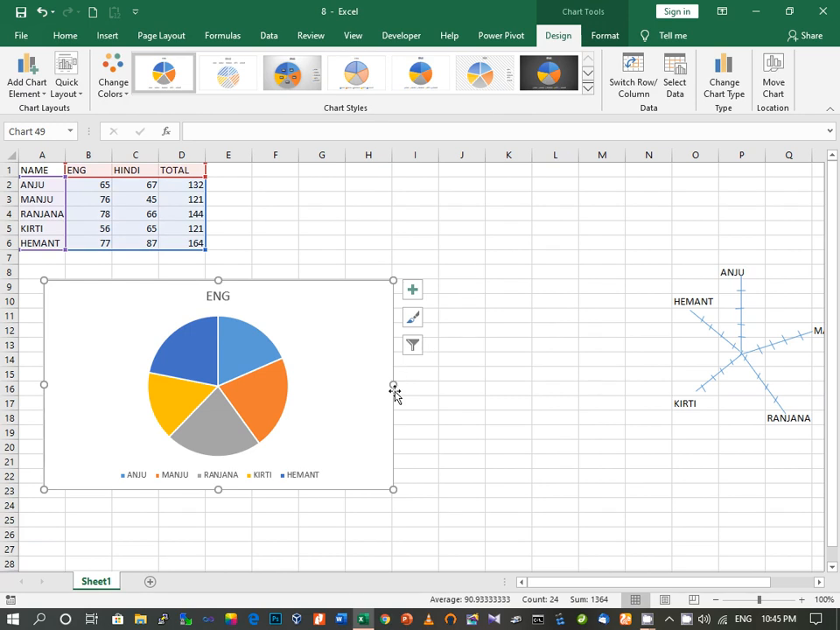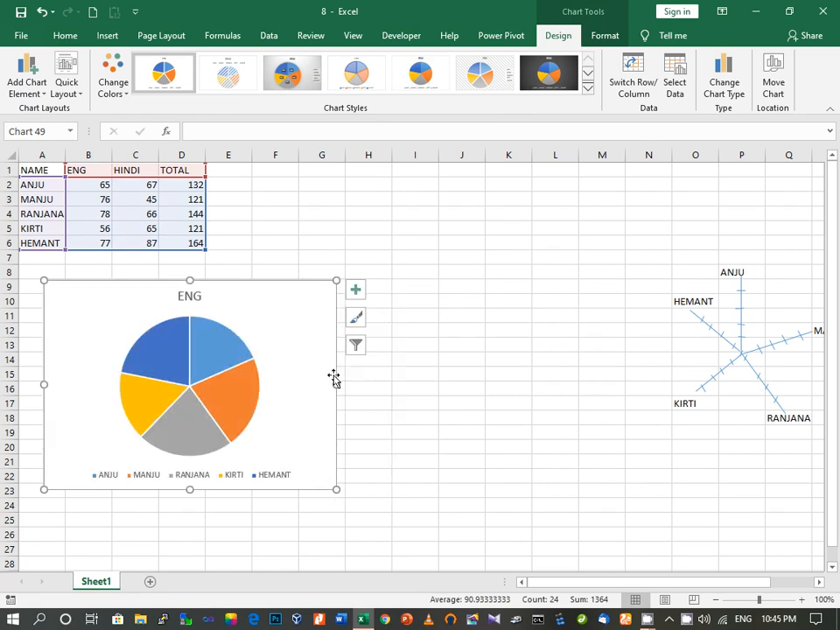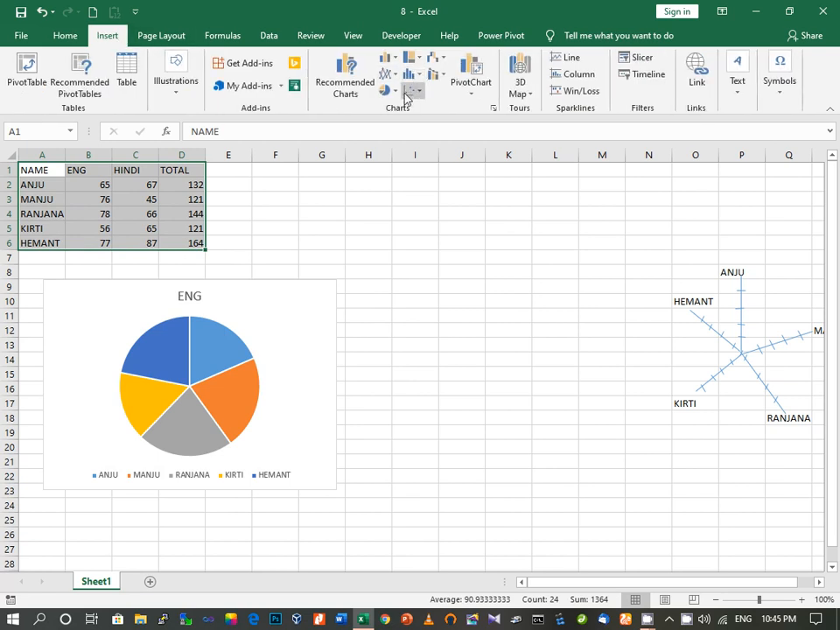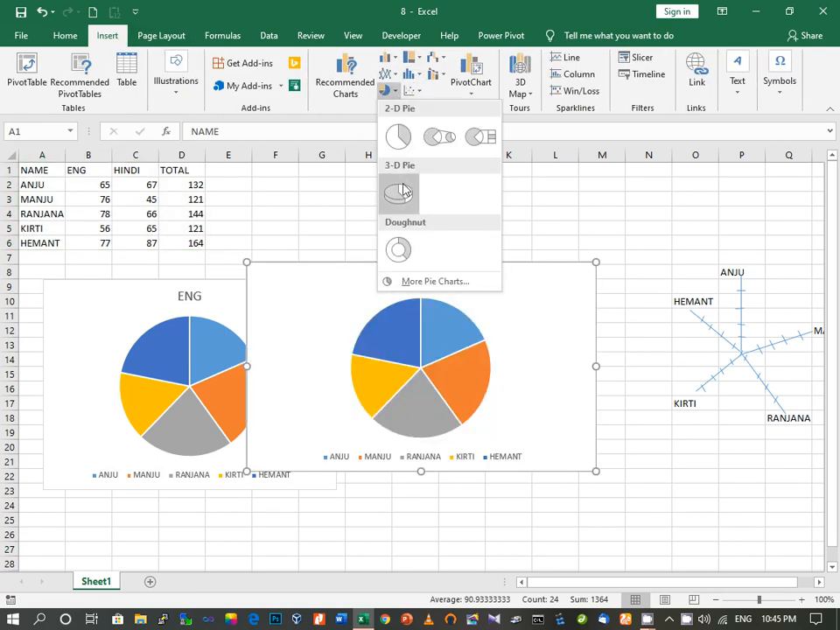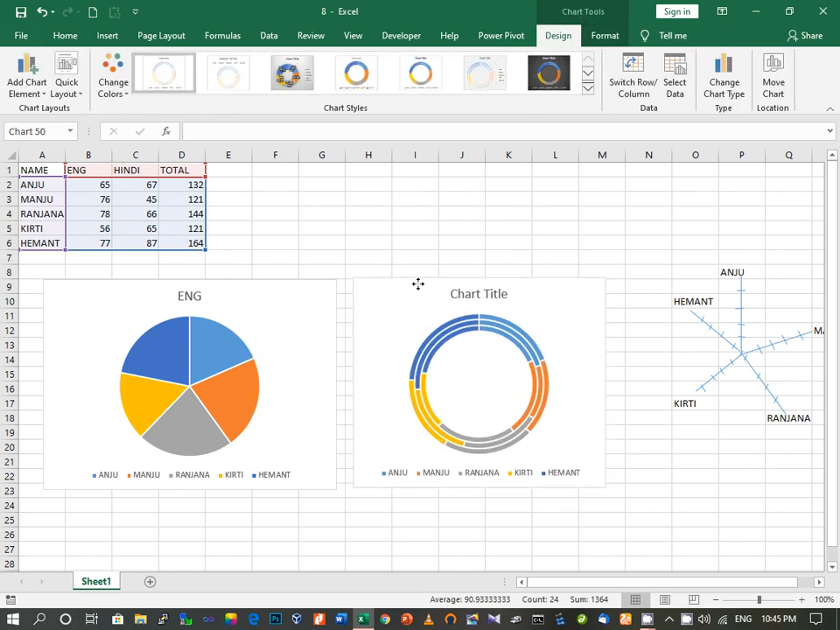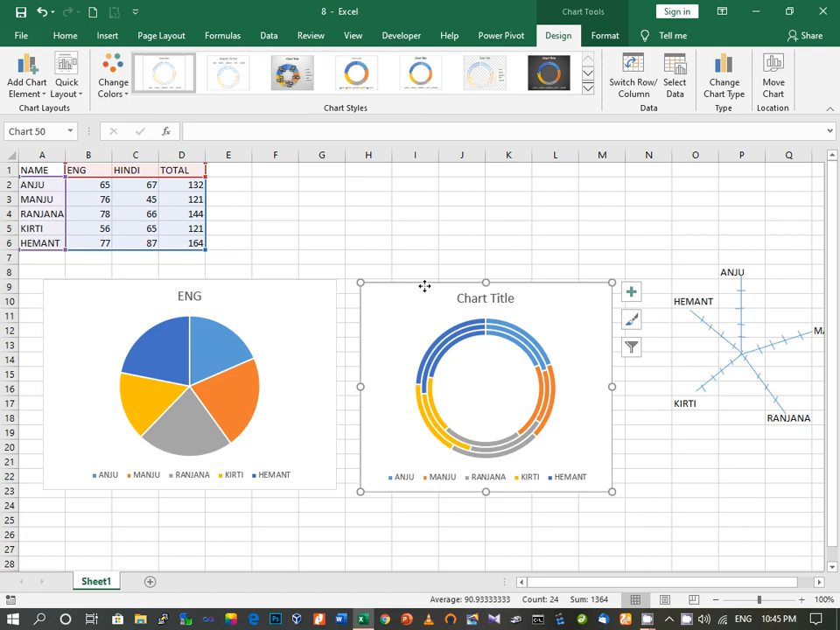Now one more chart I'm going to insert, then you will see the difference between them. So the next kind of chart which I'm going to insert, that is your donut chart. Yes, as the name says, this looks like a donut. Here this is a donut chart. Now here you can see what is the difference between a pie chart and a donut chart.